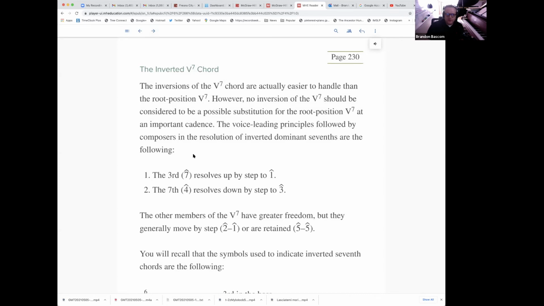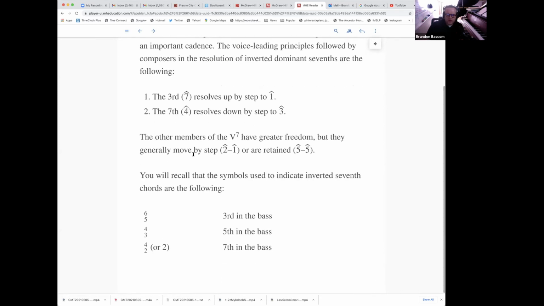The inverted dominant 7th chord. Again, you're going to want to reference this when you start to do more heavy part writing in Theory 3, if that in fact happens. So you're going to want to know this chapter to look up these resolutions, how to deal with every part writing scenario. But again, this is not what I'm testing you on. Cool.